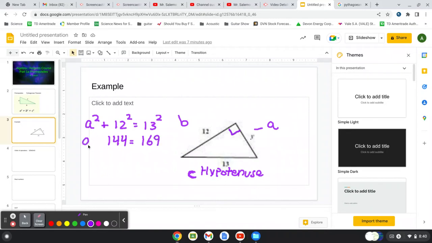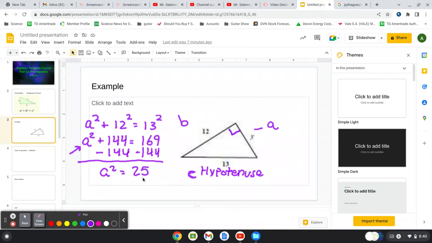So this is just algebra now. We'll just say A squared. Remember, in algebra, we want to get the variable, in this case A squared, alone. So we'll go minus the 144 on each side. This is just a simple equation that you should know. And A squared will then equal 25.